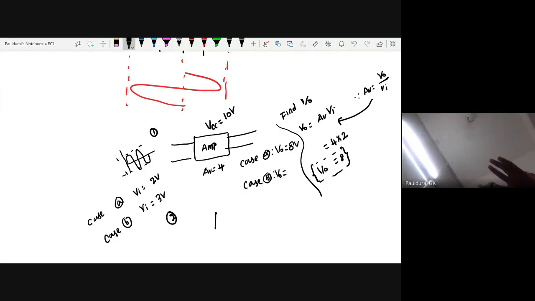What would be the maximum output voltage? Yeah, very good. Actually, as per calculation, you are expecting 12 volt, but you won't get 12 volt. Why? Because the biasing voltage is only 10. Then how can you expect 12 volt?